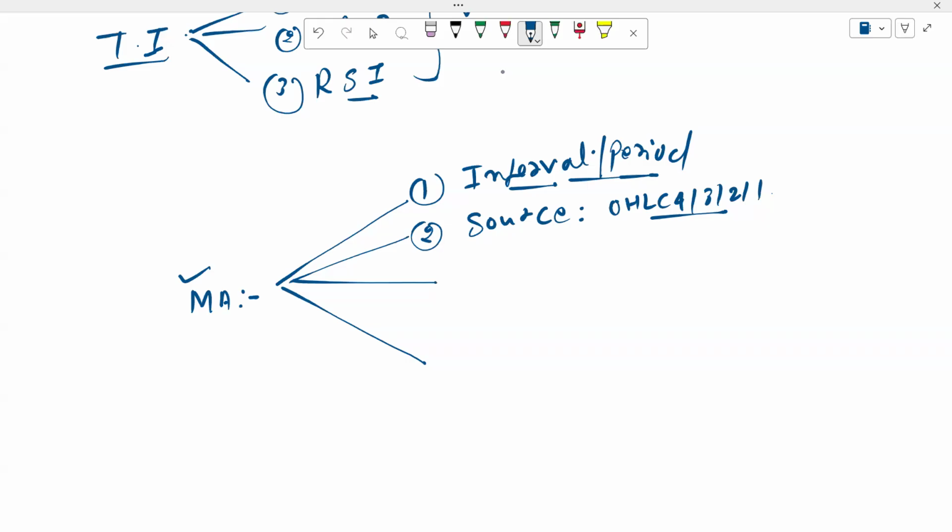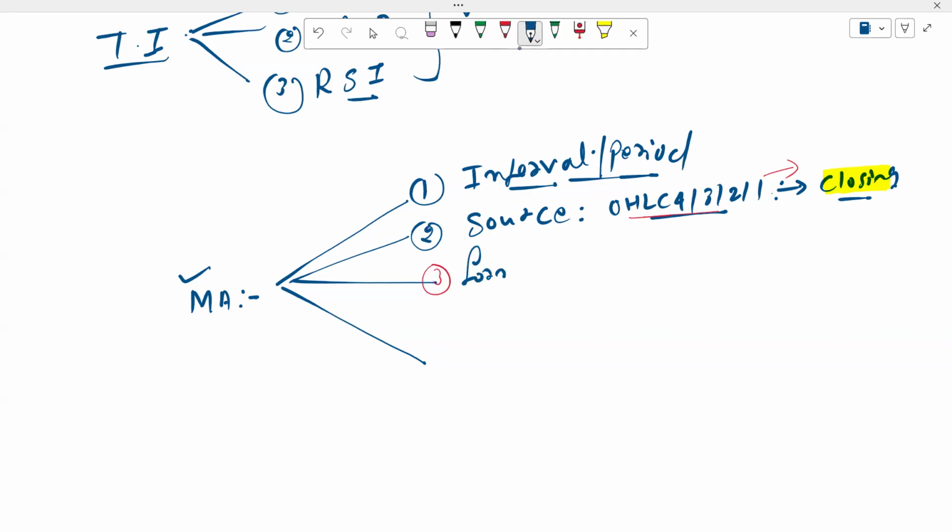I already told you in the last class, our source will be closing price only, we will not change our source. Closing price is the most matured price and it is the most famous source where you are doing technical analysis. So we will not change the source. We will never use OHLC 4, 3, 2, we will be using the 1 only. In the last class I told you about these sources also.